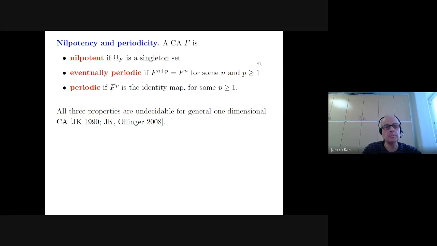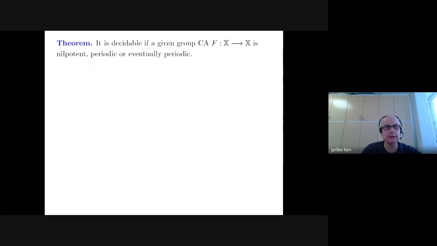But what about the group case? I claim that these are actually decidable. There's an algorithm to test all three properties in any dimension, and even if we are not on the full shift, the set of all configurations, but on a subshift, a group shift X.